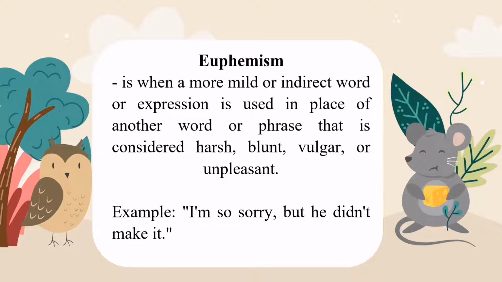Pag sinabi natin euphemism, pumipili tayo ng mga words na mas less vulgar, yung hindi masyadong vulgar na vulgar. Halimbawa, hindi mo sabihin na, ay, namatay na siya. Meron ka namang ibang mga words na mas magaan doon na pwede mong sabihin. Kagaya yung instead na sabihin mong died, pwede namang pass away. Para hindi naman masyadong harsh or hindi naman masyadong vulgar. So, yun yung euphemism. Yung pagpili ng mild or indirect word or expression in place sa isang word na harsh, blunt, or vulgar.